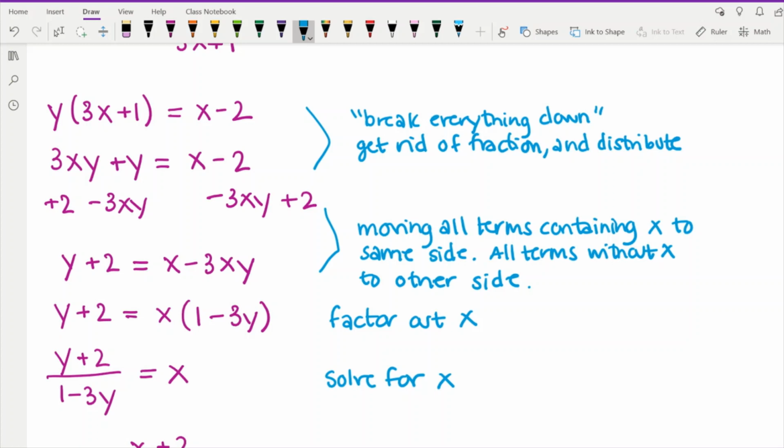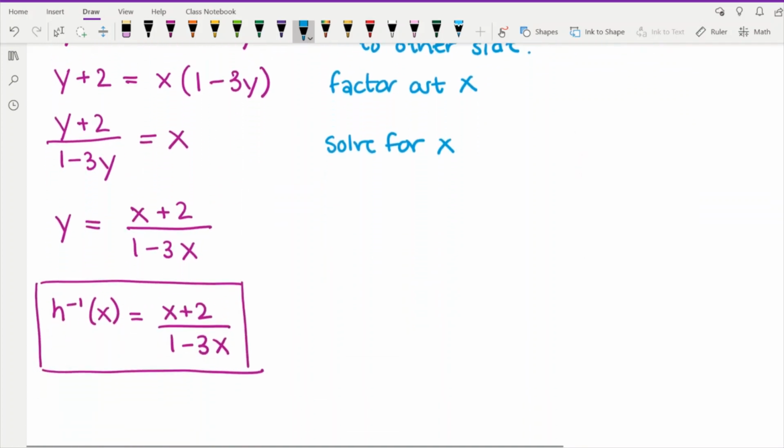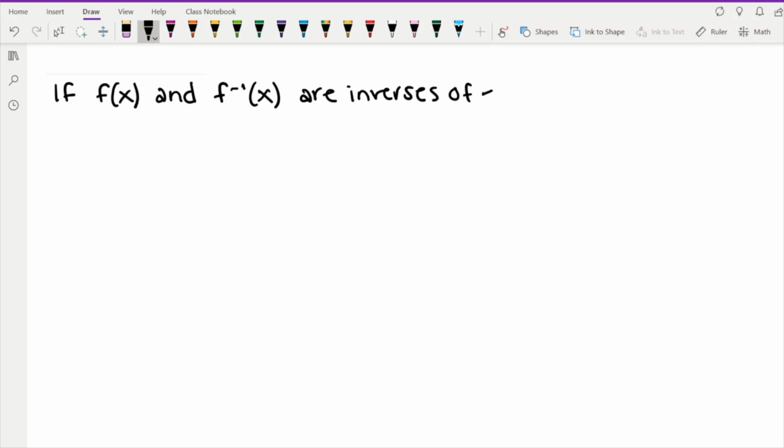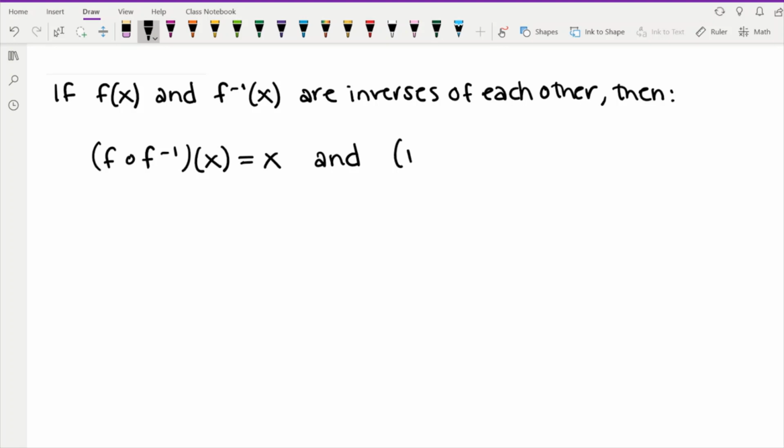Okay, so there's one last thing I want to talk about in this video, which is basically a way of checking whether two functions are inverses or not. So in general, if you have two functions, f of x and f inverse of x, and those two functions are inverses of each other, then it's always going to be the case that the following are true. This goes back to composition that we talked about a few videos ago. So f composed with f inverse of x is going to equal x, and f inverse composed with f of x is equal to x.